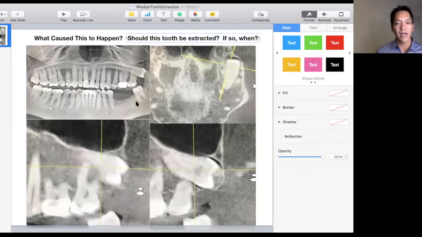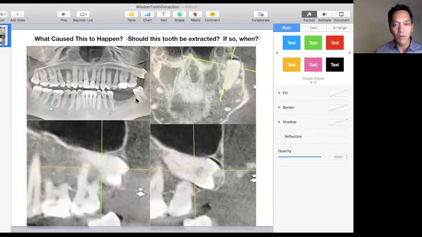So the question is, what caused this to happen? In my office, I'm always trying to figure out what the cause is. The reason this happened was because the jaw didn't grow. Is it because it genetically doesn't have enough room, or did it not grow because of something else? Well, I'm a big fan of natural orthodontics, or natural growth.